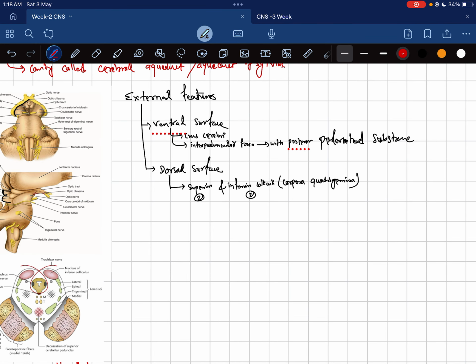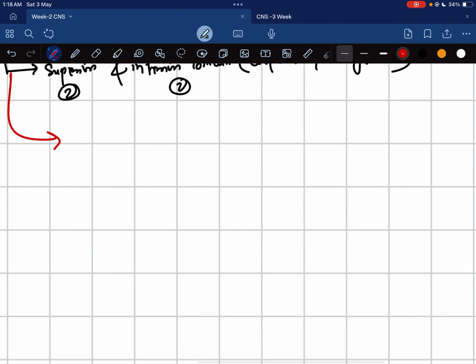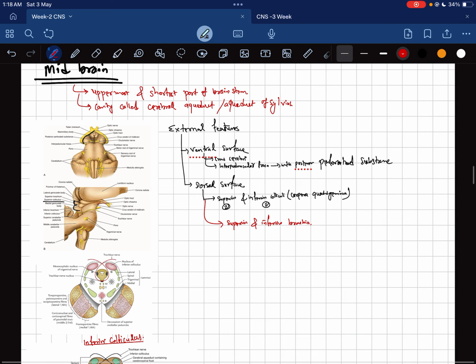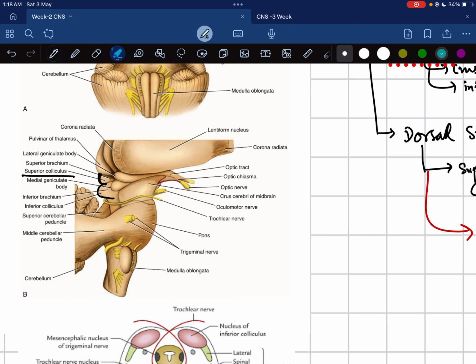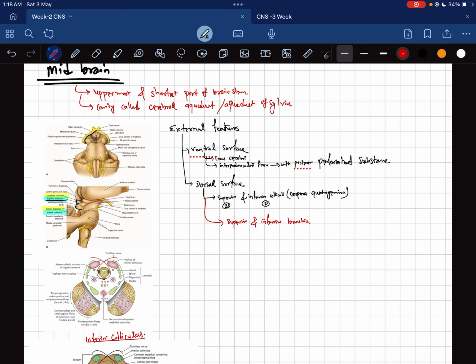And there are also the superior and inferior brachia. We can look, yes, there is the superior colliculus, inferior colliculus, then the inferior brachium, and the superior brachium. This is regarding the external features.